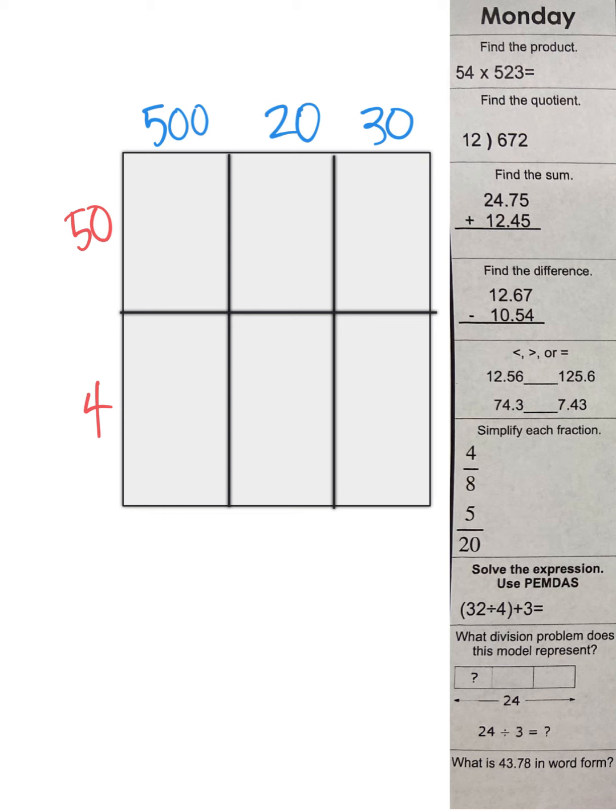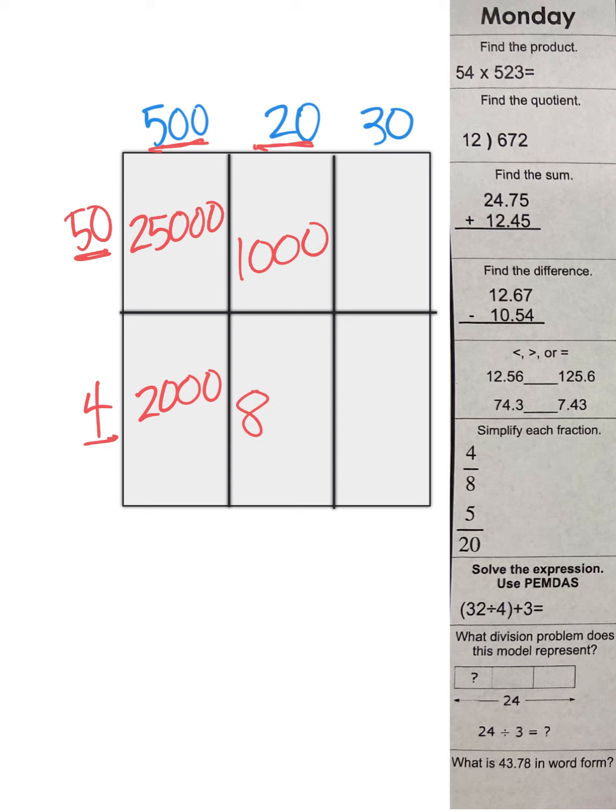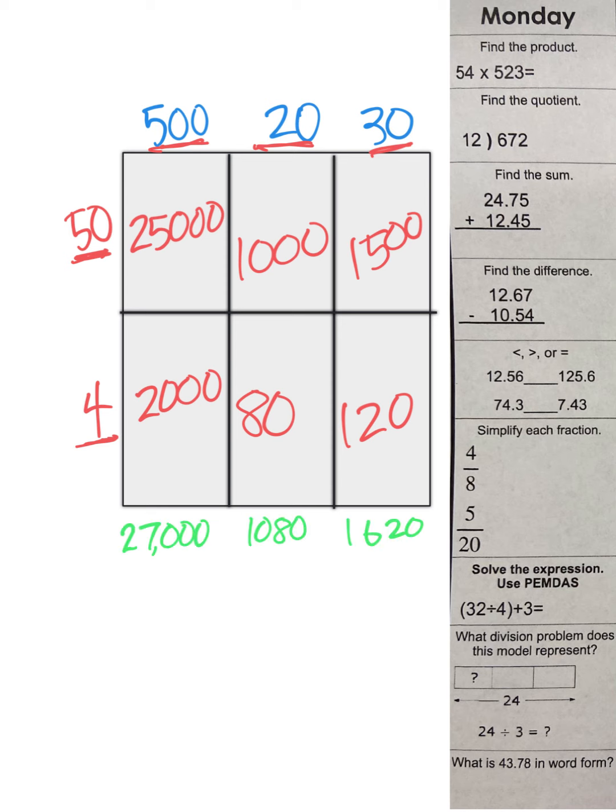So here, I'll start multiplying 500 by 50, 500 by 4, 20 by 50, 20 by 4, 30 by 50, 30 by 4. Now add my products.